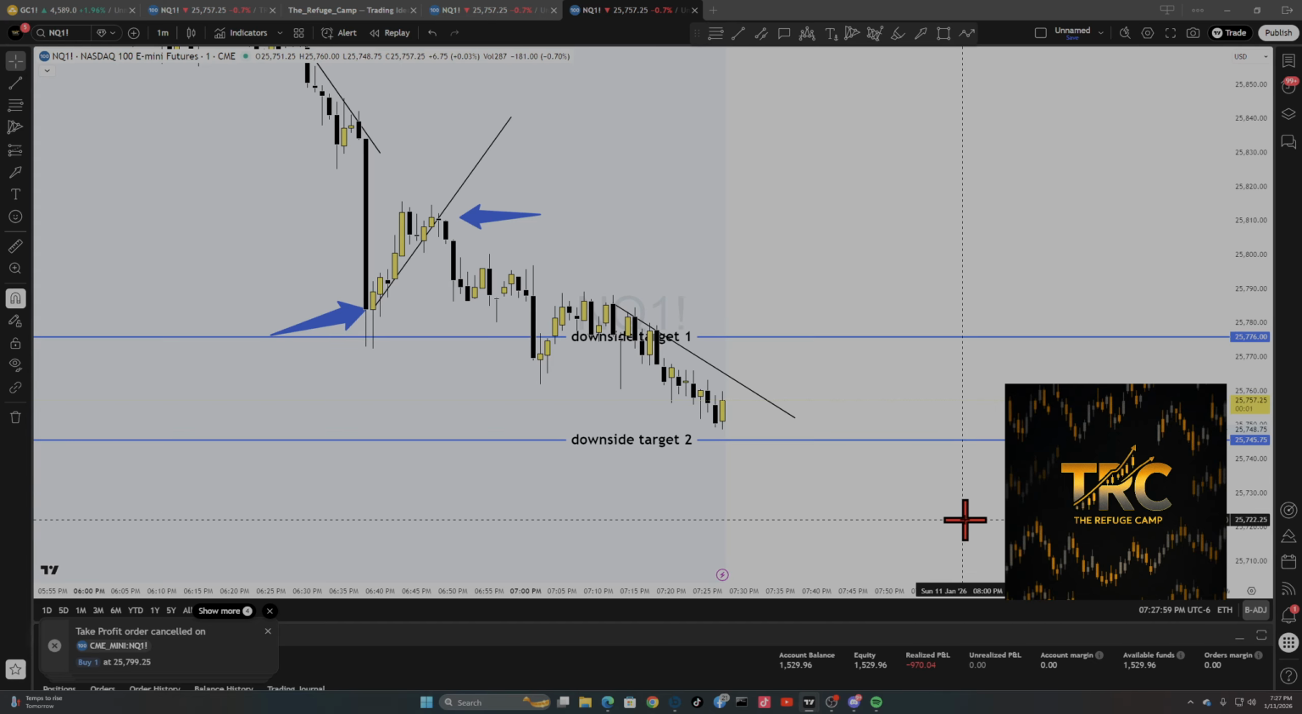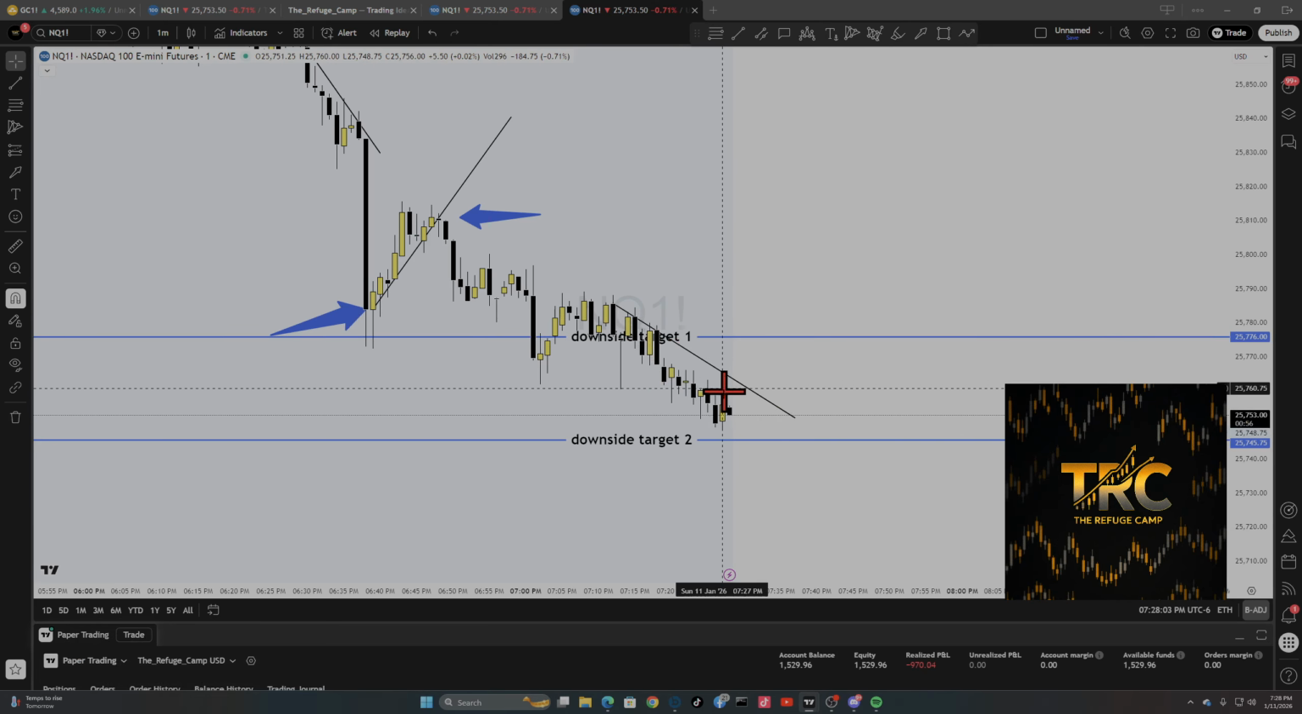Make sense? If you're in the right trade, that trend line is never going to get broken until the move is over. And usually by then, you should be out in profit. You should have been at your target. Make sense?